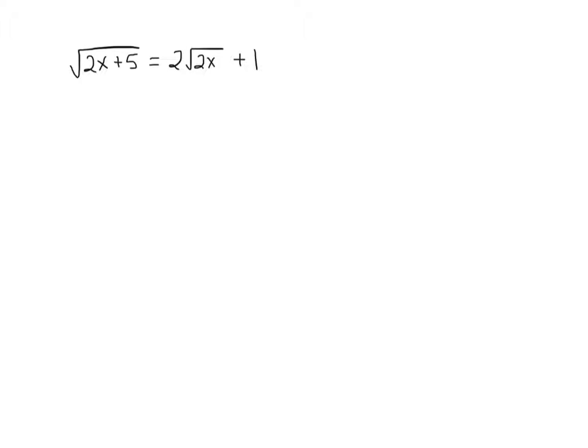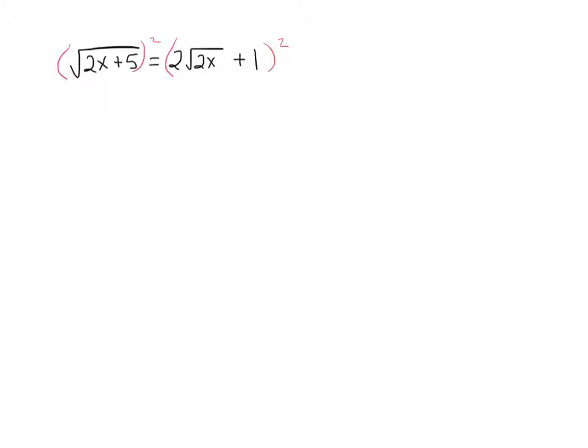This radical is already isolated, root 2x plus 5. Then we need to square both sides. But this is where we have to be really careful. Squaring both sides means squaring this and squaring this. It's not squaring every individual term. It's squaring the polynomial on that side, on both sides.